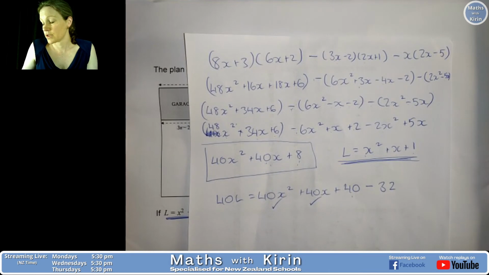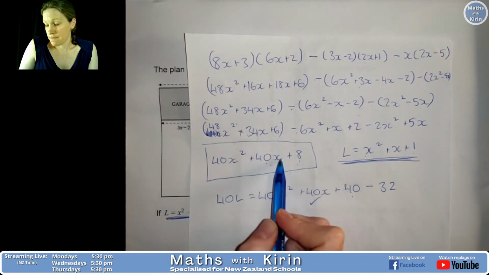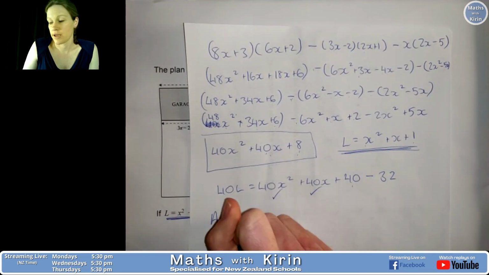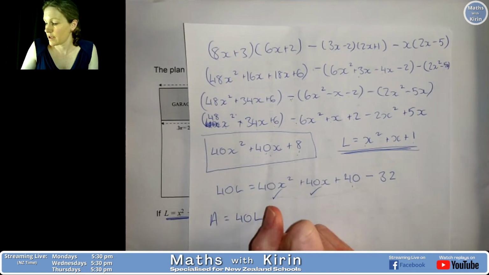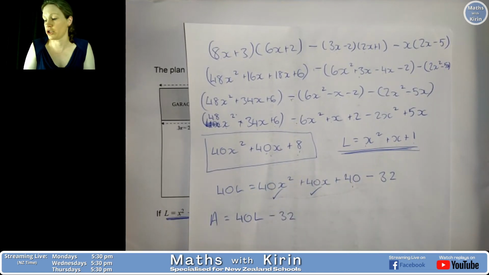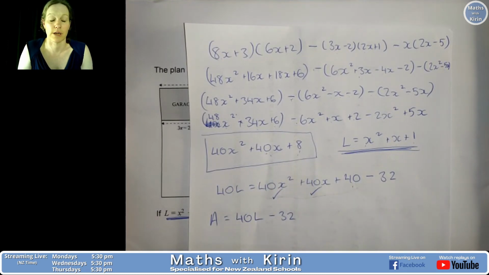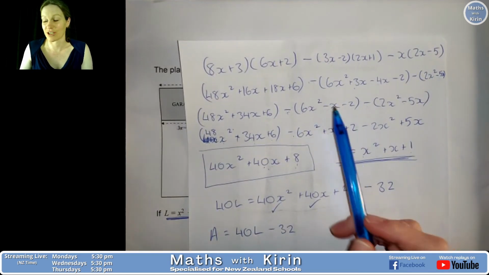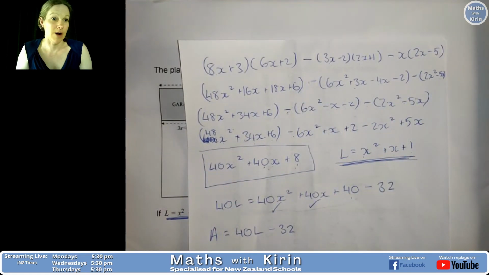Okay, so the area in terms of L, A for area, is going to be 40L, which would give us this. And then we need to take 32 away, and that's just so that we get that plus 8 instead of the plus 40. That's it. So there's quite a lot of work in this question, and there's quite a few places with these negatives where you might make an error.